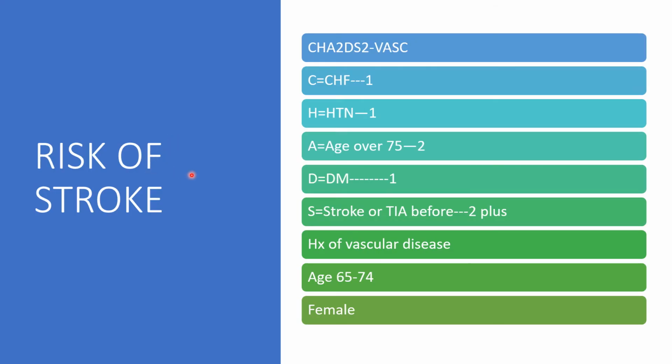Still on risk assessment of stroke in AFib, you can have CHA2DS2-VASc. In that case, C is for congestive heart failure, H hypertension, age over 75, this time will be 2 instead of 1. DM will remain 1. Stroke or TIA in the past will give us 2. In addition to all this is history of vascular disease and age 65 to 74 or being female.